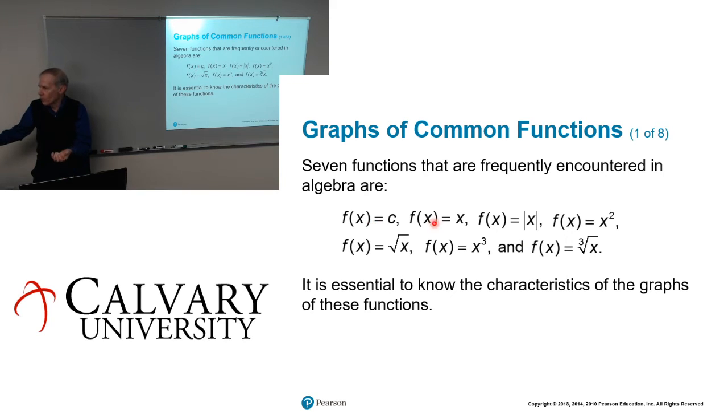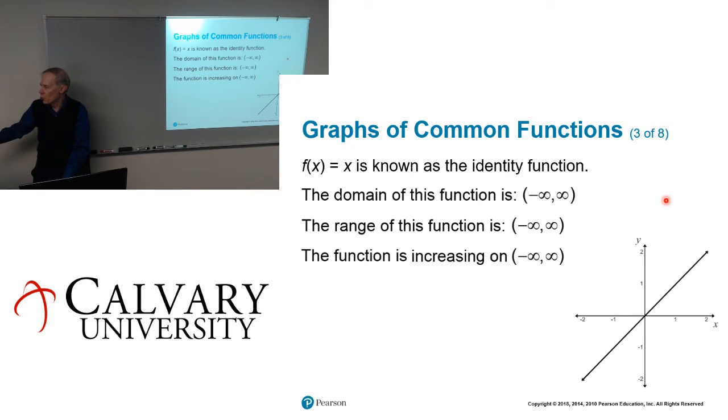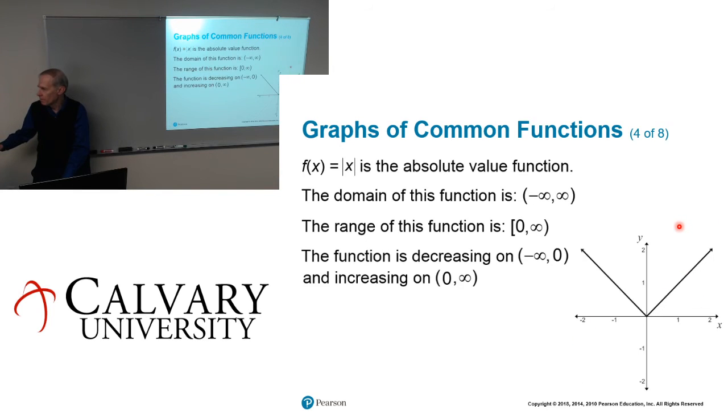So there's a constant function, a linear function, absolute value, a quadratic or a square, square root, a cubic, and a cube root. A constant function is just a horizontal line, never changes. So the domain and the range are infinity. A straight line, we've also looked at that, same idea.